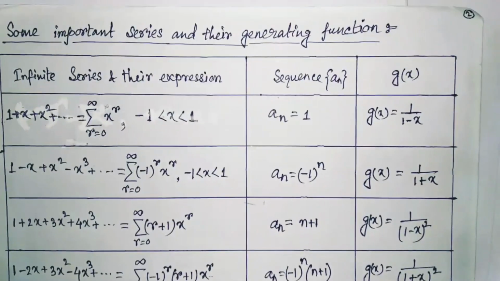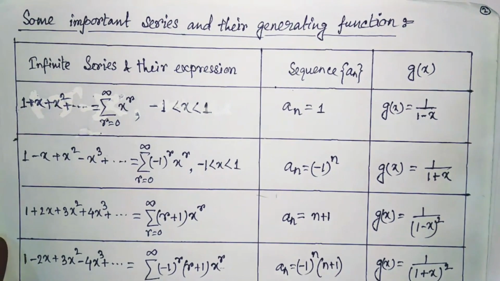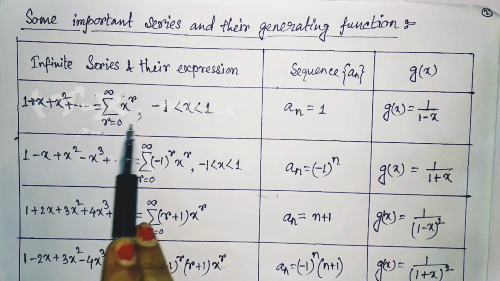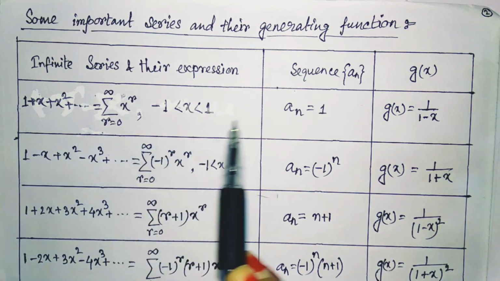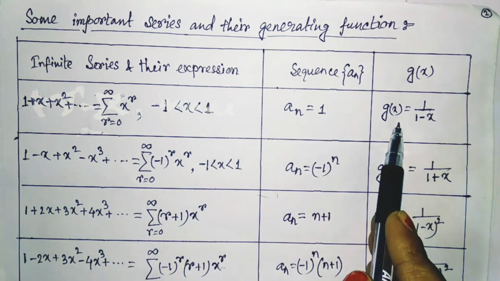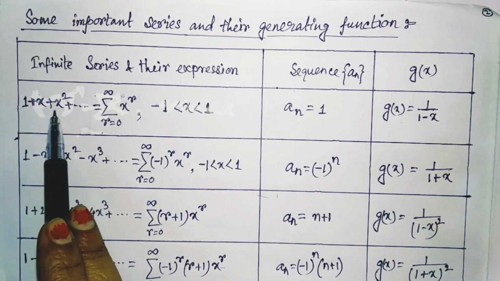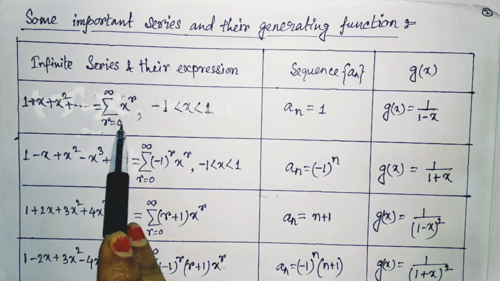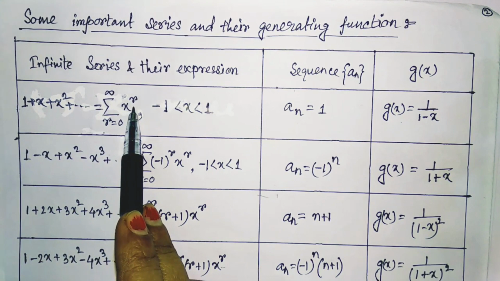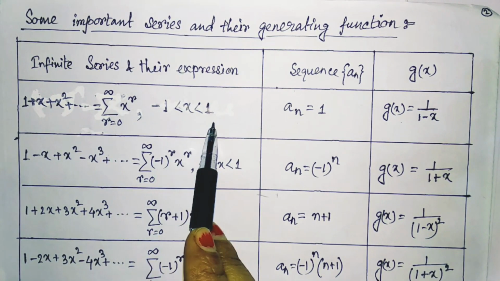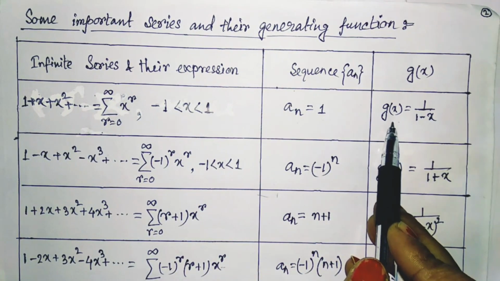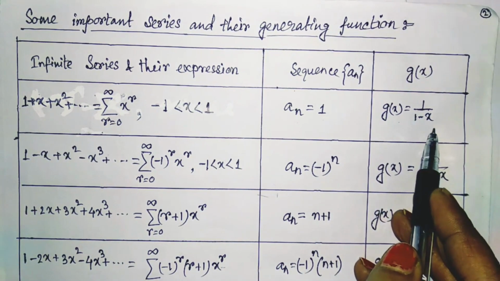Now some important series and their generating functions. Actually, what happens on infinite series is that, according to the infinite series, we can find out an, and after getting all this, we can find out g(x). So if 1 plus x plus x square and so on is the infinite series, we can sum it up as summation r from 0 to infinity x to the power of r, where x lies between minus 1 and plus 1. So here an is definitely 1, and its generating function is 1 upon 1 minus x.